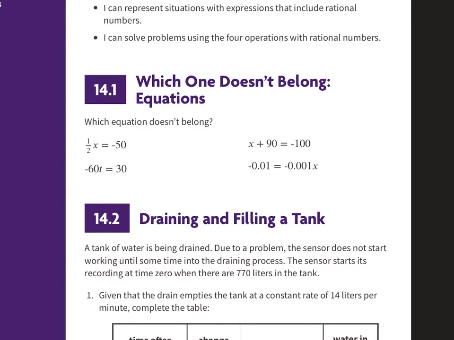You could say x plus 90 equals negative 100 doesn't belong because it's the only one with an addition sign. You could say negative 0.1 equals negative 0.001x doesn't belong because it's the only one with a decimal. And you can say negative 60t equals 30 doesn't belong because it has a t instead of an x. Okay, so we can make a case for any one of them not belonging.